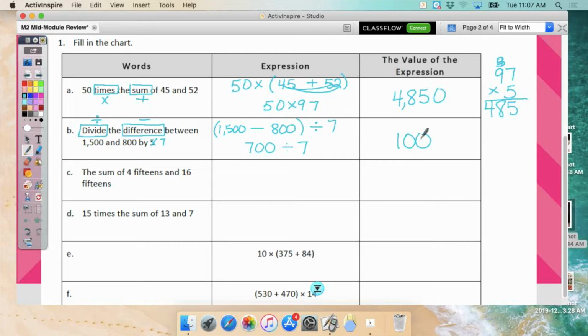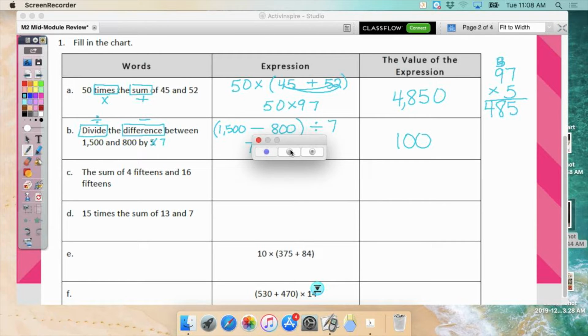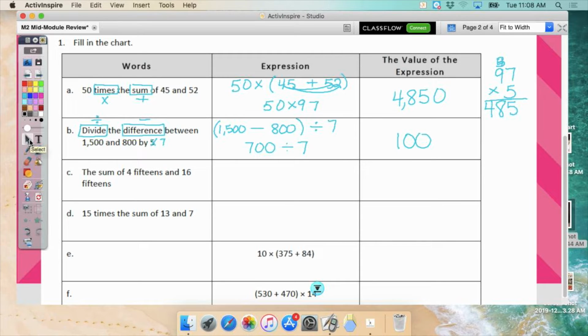Good. Now on the test, it's not going to be 700 divided by 7. It might be 300 divided by 3, or 400 divided by 4, or 800 divided by 8. But you get the idea, don't you?